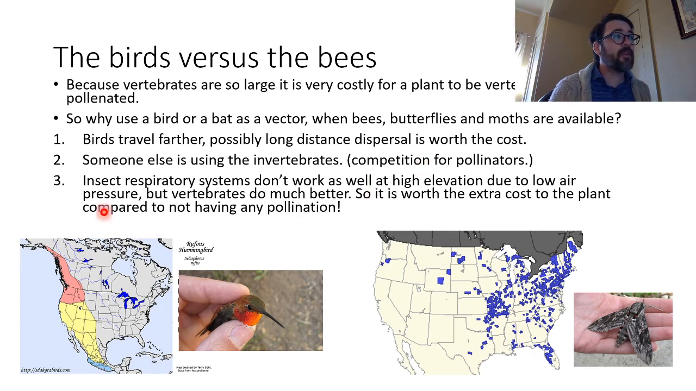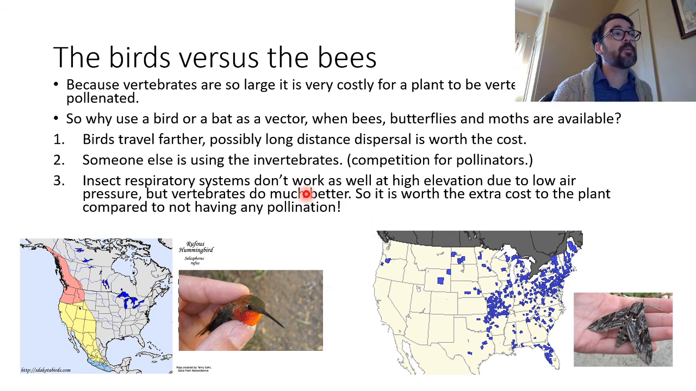Another thing that's important to think about is that insects have these passive respiratory systems. They don't actually breathe in and out with lung-like structures. The air just diffuses in through the side of their exoskeleton through, I think they're called spiracles. Whereas vertebrates have very efficient respiratory systems, particularly birds. They can kind of breathe in and out on a continuous loop.